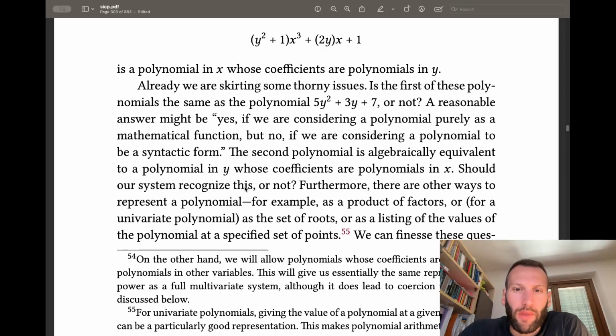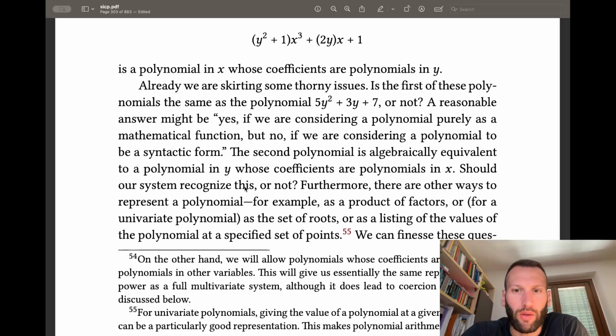Already, we are skirting some thorny issues. Is the first of these polynomials the same as the second or not? A reasonable answer might be yes if we are considering a polynomial purely as a mathematical function, but no if we are considering a polynomial to be a syntactic form. The second polynomial is algebraically equivalent to a polynomial in Y whose coefficients are polynomials in X. Should our system recognize these or not?